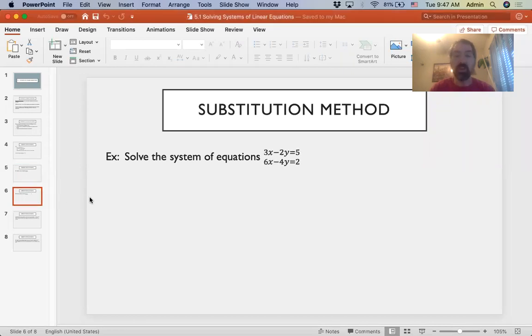Solve the system of equations 3x minus 2y equals 5 and 6x minus 4y equals 2. In this case, there are no variables with a coefficient of 1, so it doesn't matter which equation we start with, or whether we solve for x or y. Just pick one. Typically, I'll just start with the first equation and solve for y. So to get y by itself, we'll begin by subtracting 3x from both sides.